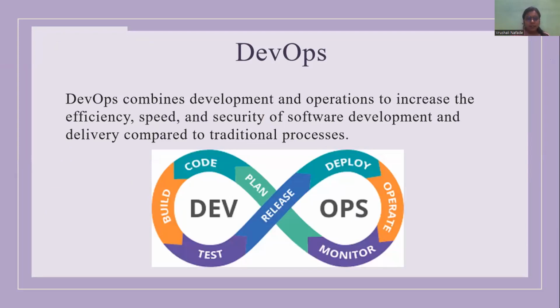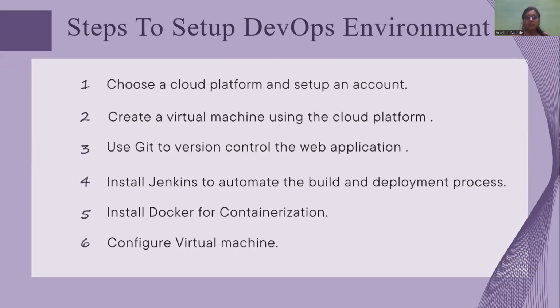So first of all, DevOps. Basically, DevOps is a combination of development and operations. DevOps combines development and operations to increase the efficiency, speed, and security of software development, and it also helps in delivering software faster as compared to traditional practices. Some of the steps to set up a DevOps environment: first of all, we need to choose a cloud platform and set up an account. For this, we are using Amazon AWS. And second step is to create a virtual machine using the cloud platform. On Amazon AWS, we are creating a virtual machine as an EC2 instance.